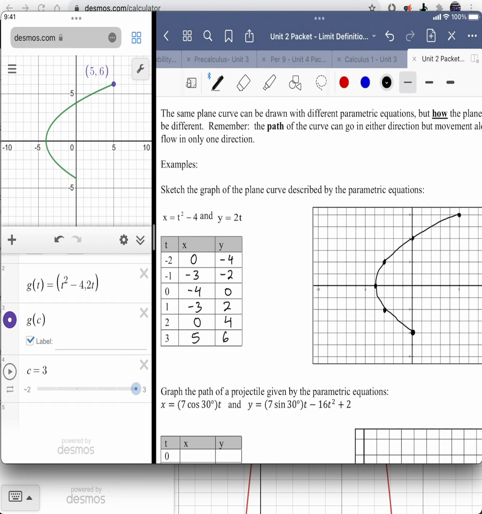But the flow of the graph is important here, right? Because the movement along the graph goes in the positive direction based off t. So I put little arrows on this graph indicating the flow.